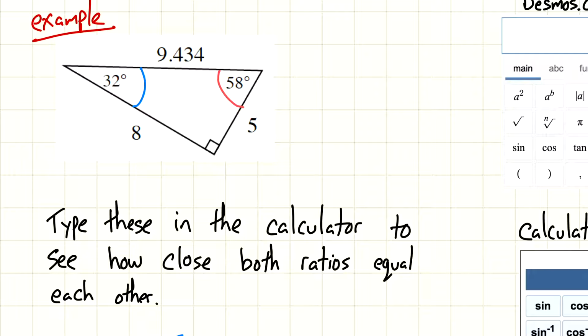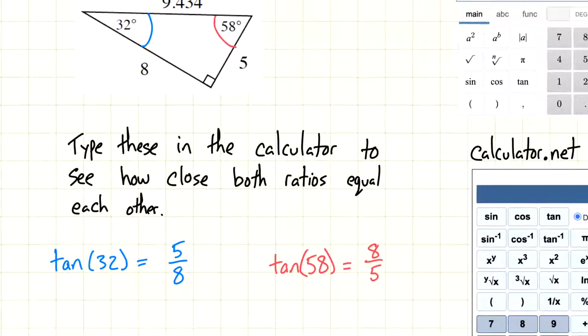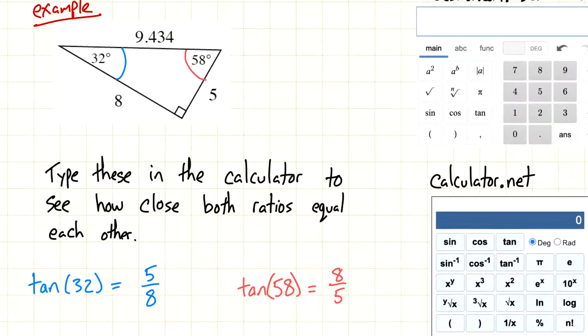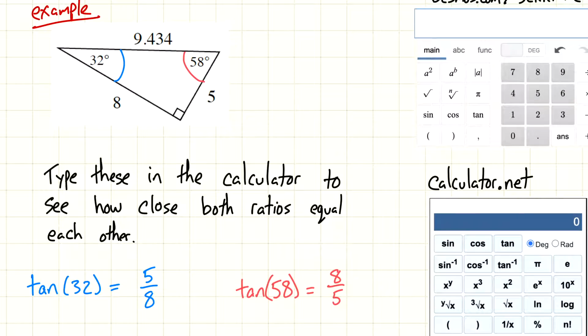Let's type these in the calculator to see how close both ratios equal each other. I've set these up for us already. When we go to a calculator, you can't just press the tan button and expect it to know what to give you. You have to tell it. When I press the tan button, it's going to put tan and usually some parentheses for you, or at least the first parenthesis, because it's waiting for an angle. It's saying, go ahead and give me an angle and I will tell you what the ratio is.